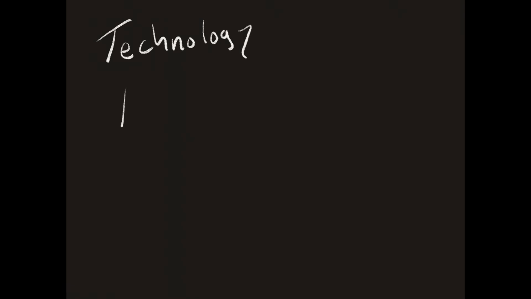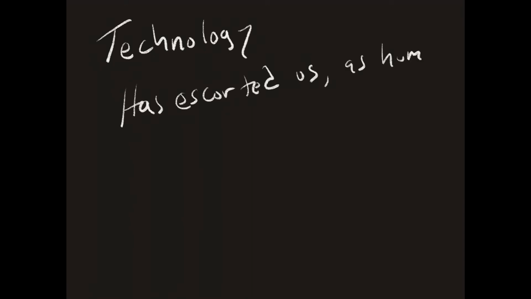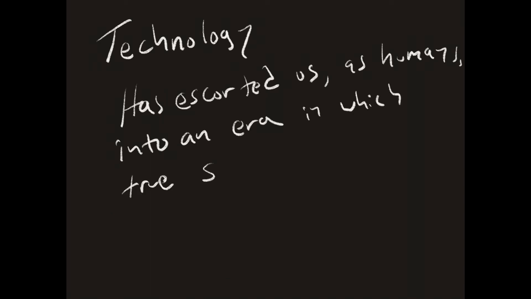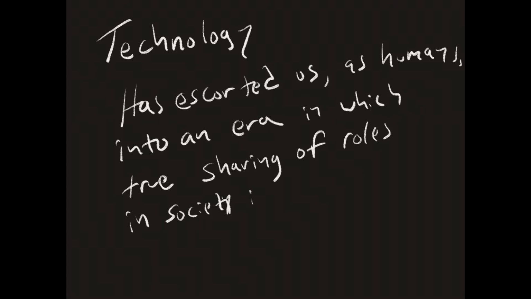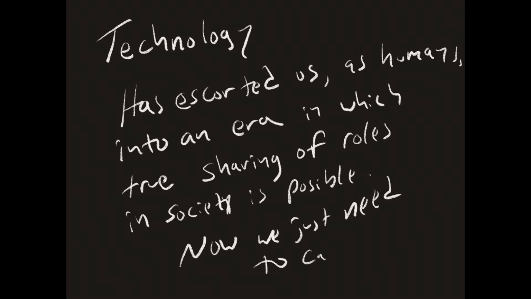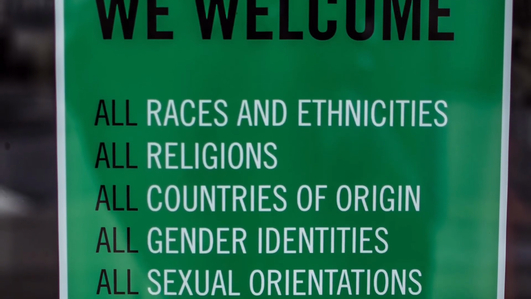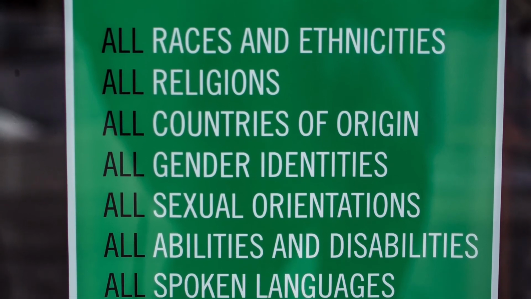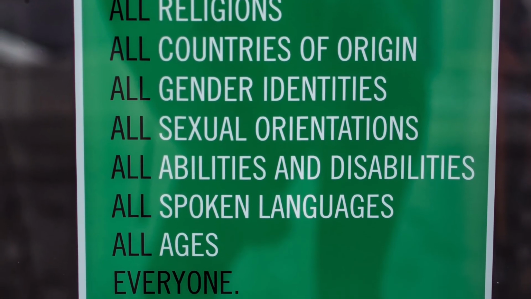So in conclusion, I'd say that technology has escorted us into an era in which true sharing of roles is possible. However, we still have not made it so that a man can bear a child, give birth to a child, and nurse a child. So even with all the advancements in technology, it still relies on biology. And women still are the only ones that can bear a child.